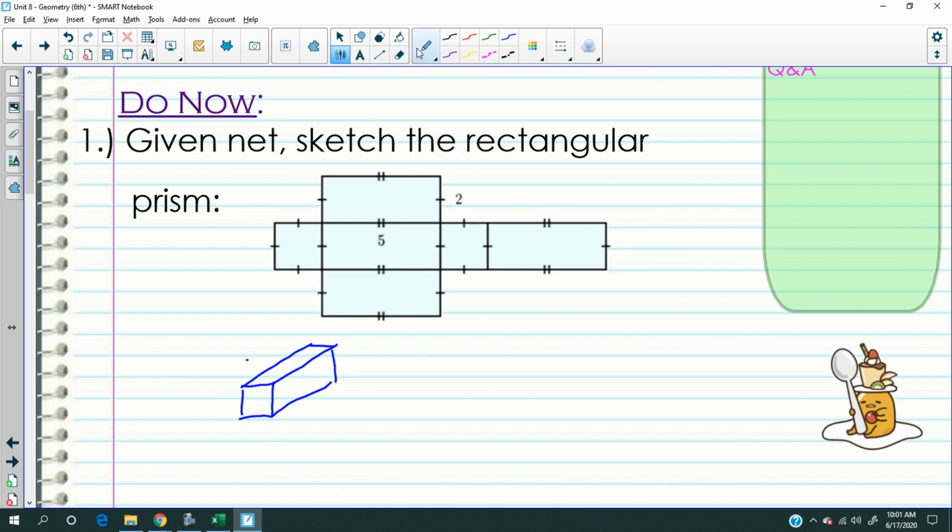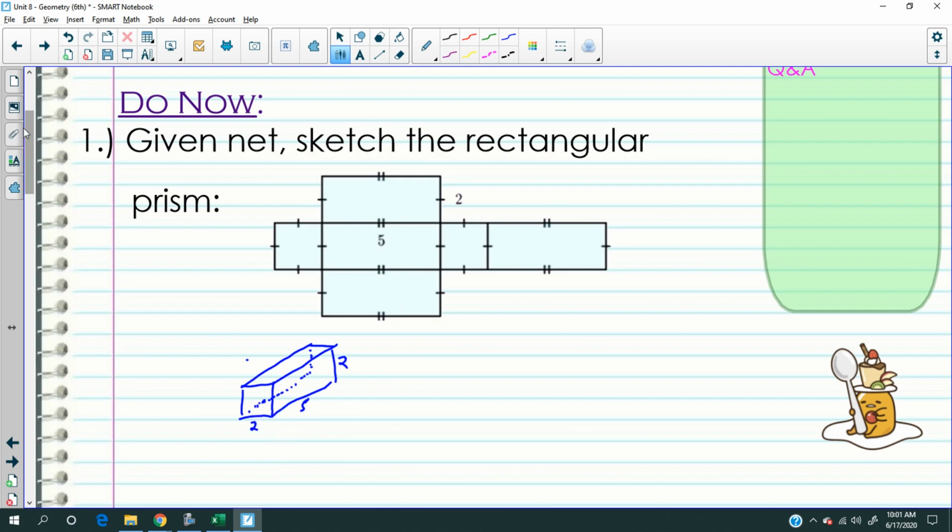Okay, if you want to get fancy, you can draw the dotted lines like that, right? That way it's easier to see. Now this is gonna be 5. The height's gonna be 2. Okay, and the width is gonna be 2 also. Okay, so that's how you do it.